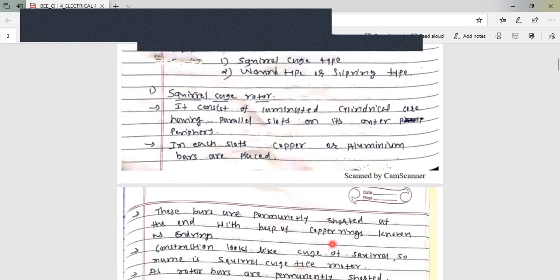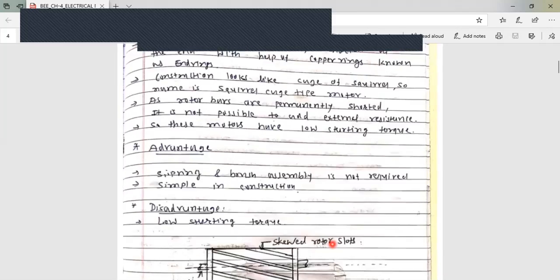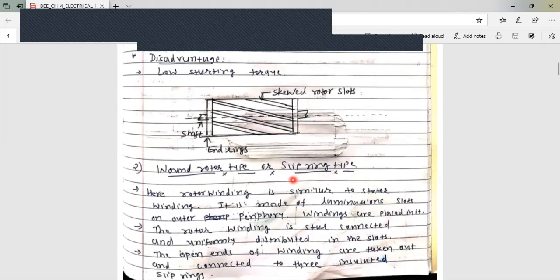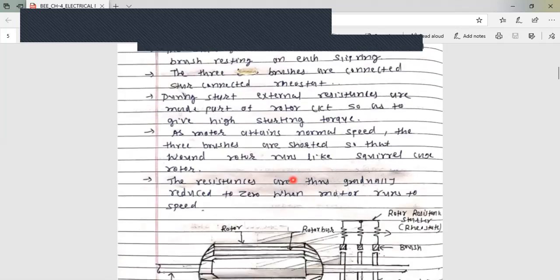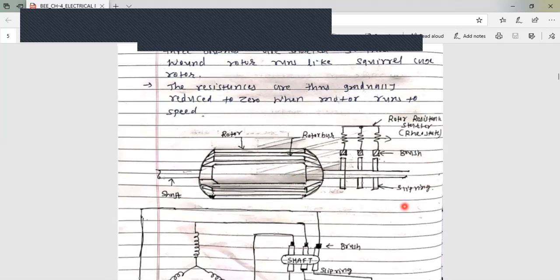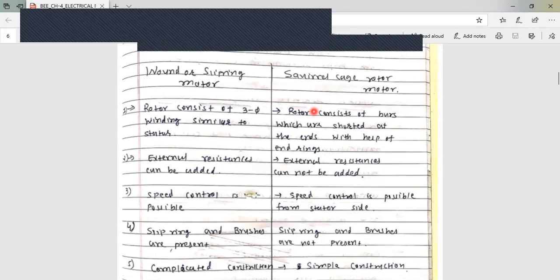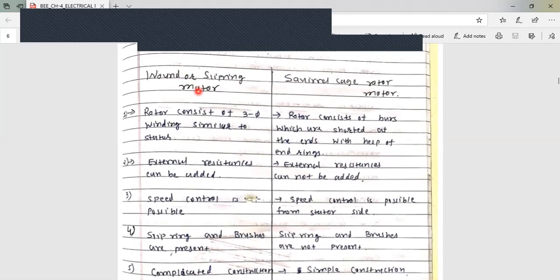So here I would like to discuss the main topics. In the squirrel cage type rotor, there are no extra circuits, no brushes, no slip rings, no external circuit. It has low starting torque. It is simple in construction. But in the slip ring type rotor, brushes and slip rings are provided for an external circuit to connect with the internal circuits. We get higher starting torque. And these are the comparison of these two types of rotor, slip ring type rotor and squirrel cage type rotor.